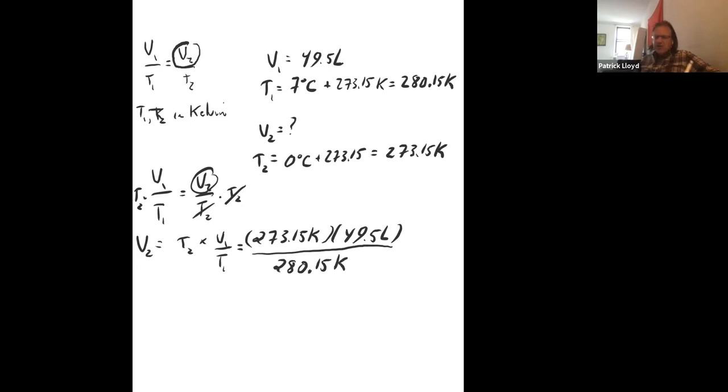Now, remember what we said, when you cool something, it's going to compress. When you cool a gas, it's going to compress, right? So it should be a little smaller than 49.5. But what you're going to find is it's not that different. So these big temperature changes that seem big to us, I'll talk about that in a moment. So 273.15 times 49.5 divided by 280.15, and you get 48.3.